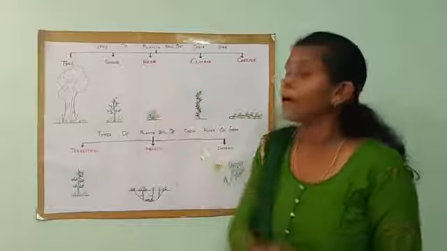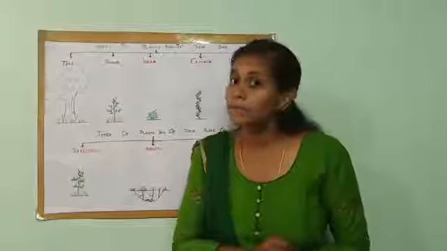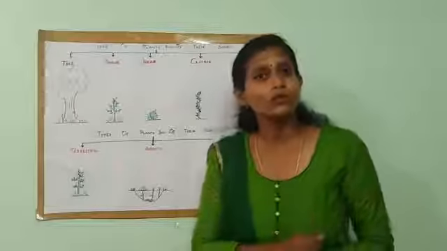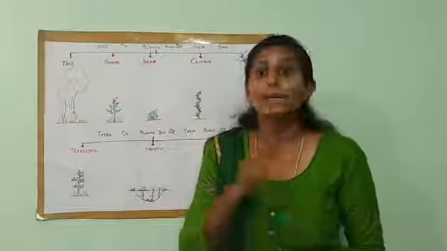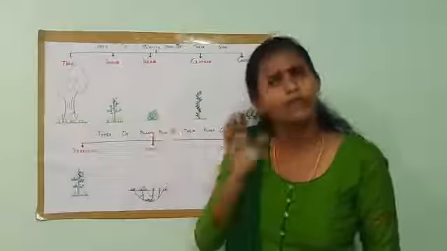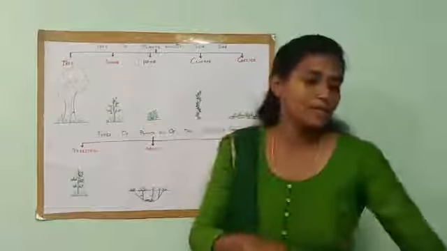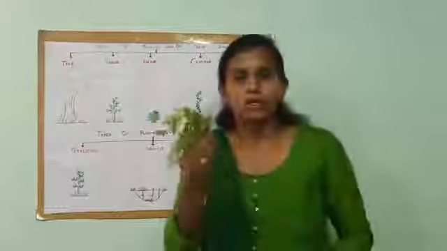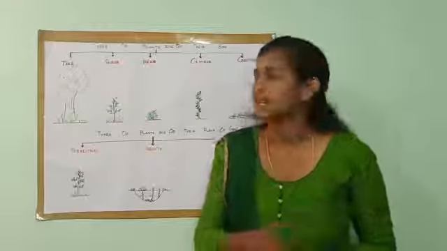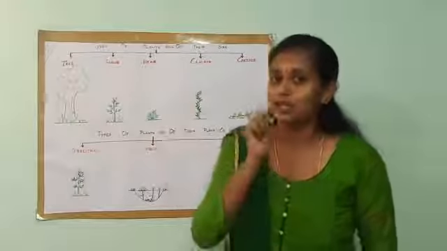Now we move to the herbs. Herbs have very soft and green stems. They are useful for food flavors, medicines, perfumes, and so on. Herbs can live only a few months. Examples of herbs are coriander, mint, spinach, and so on.